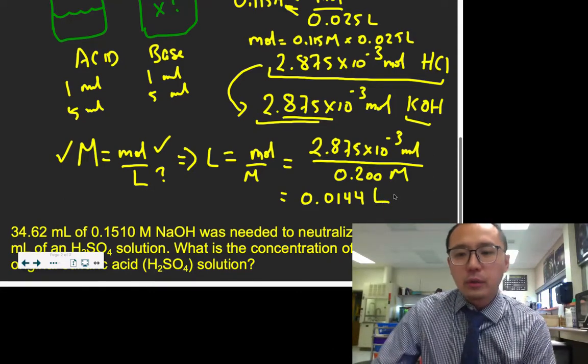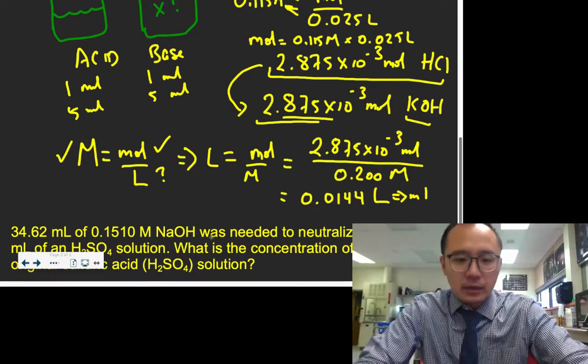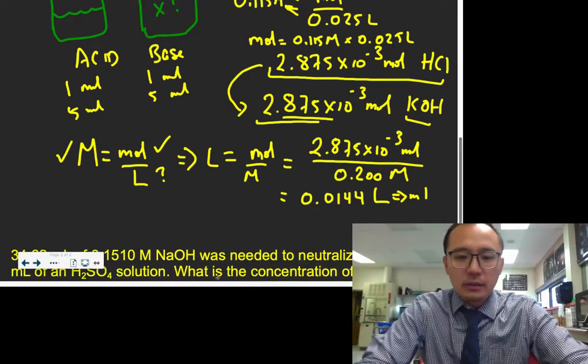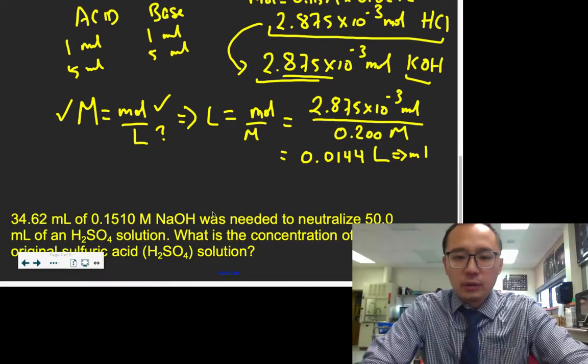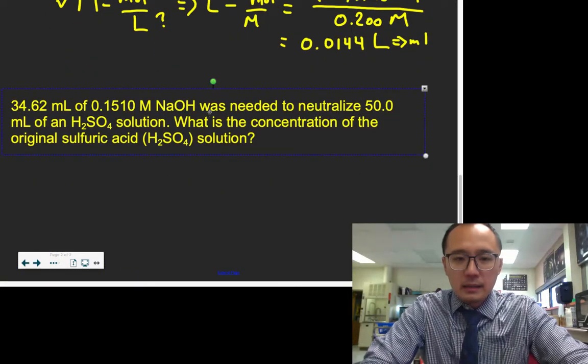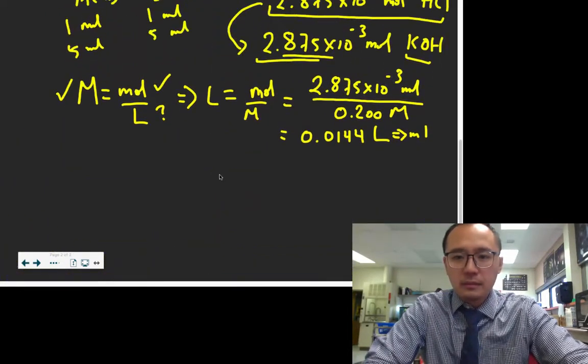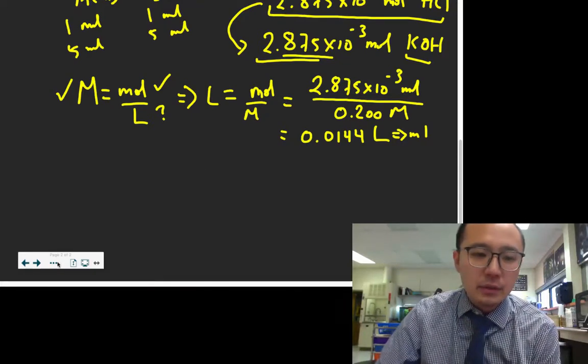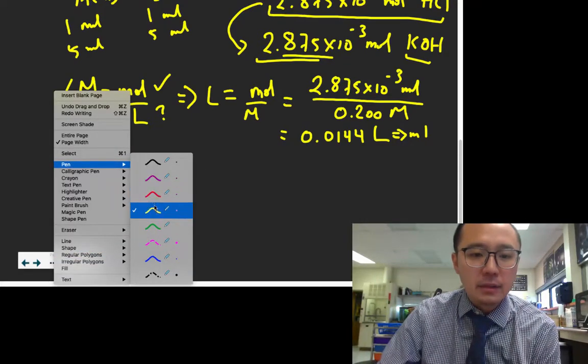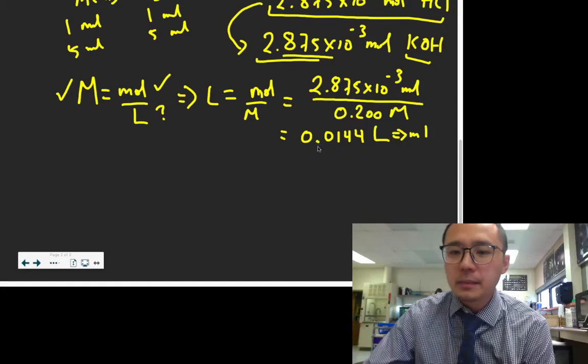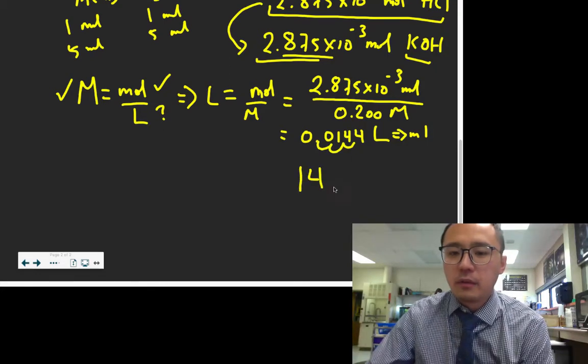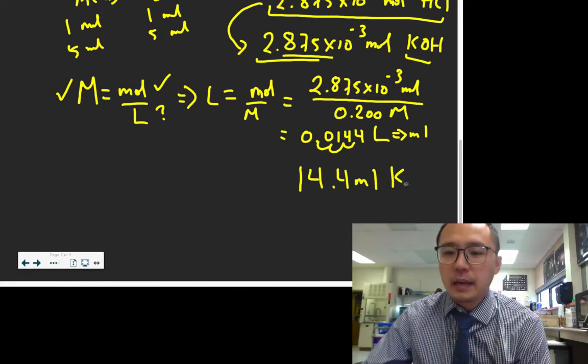So if I wanted to convert to milliliters, let me just move the next question out of the way. If I want to convert into milliliters, I'm just going to multiply this by 1,000 and move the decimal places 3 times. 1, 2, 3. So it's going to have 14.4 milliliters of KOH.